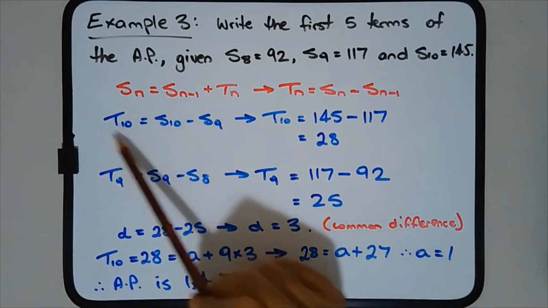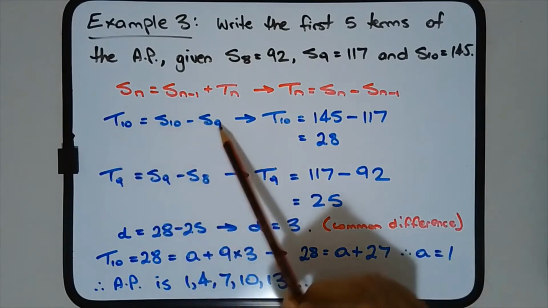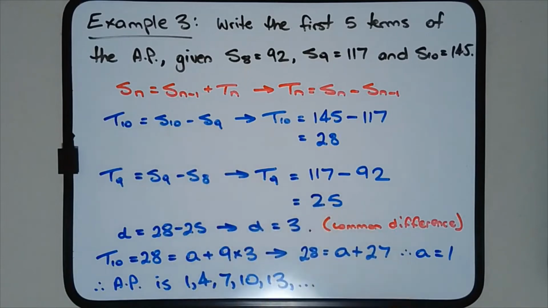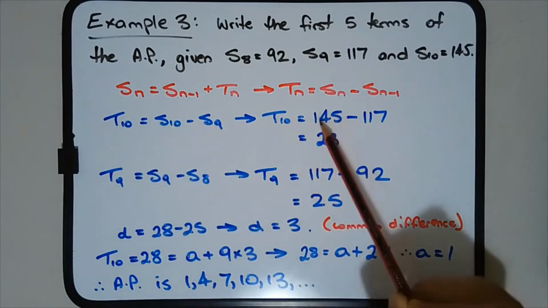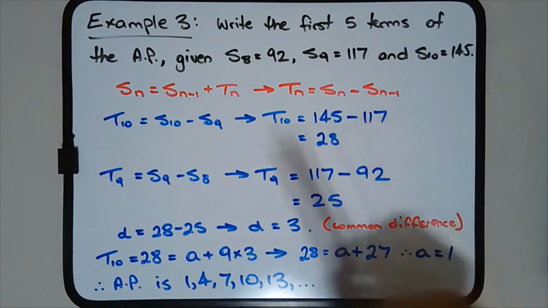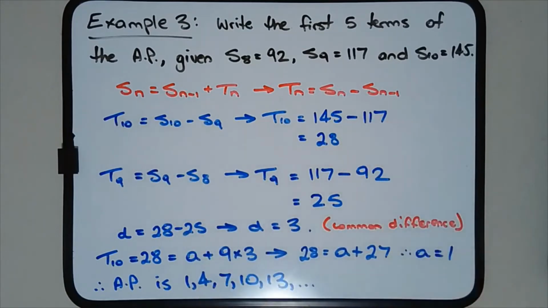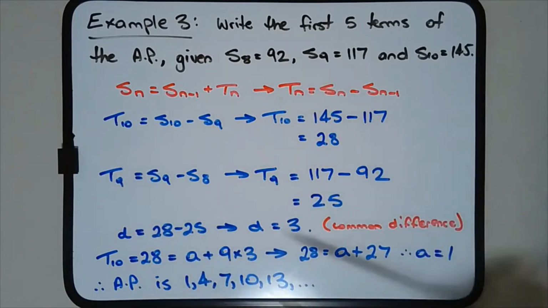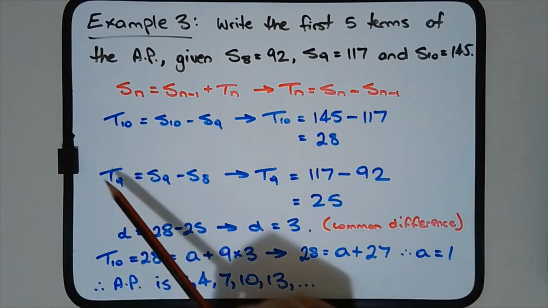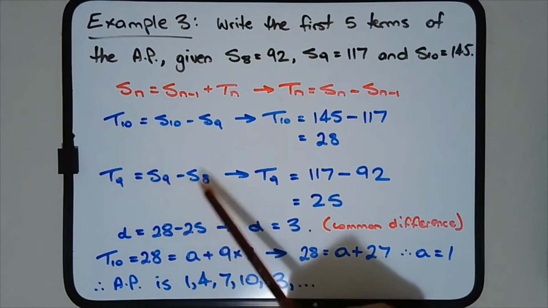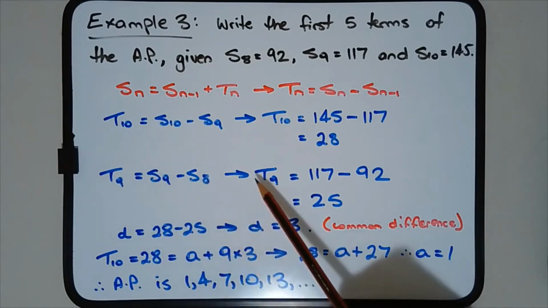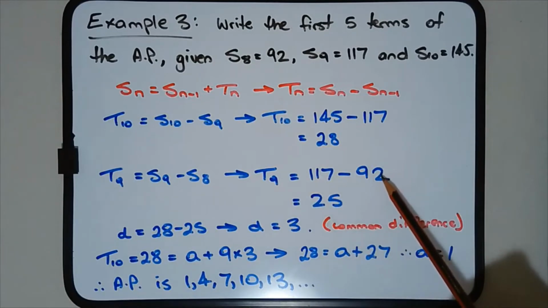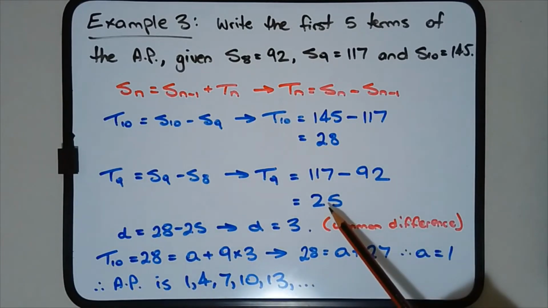So let's find T10, since we have S10 and S9. So T10 is equal to S10 minus S9. T10 is equal to 145 minus 117. So we have T10 is equal to 28. Likewise, using the same method, we can find T9. T9 is equal to S9 minus S8. T9 is equal to 117 minus 92. Therefore, T9 is equal to 25.